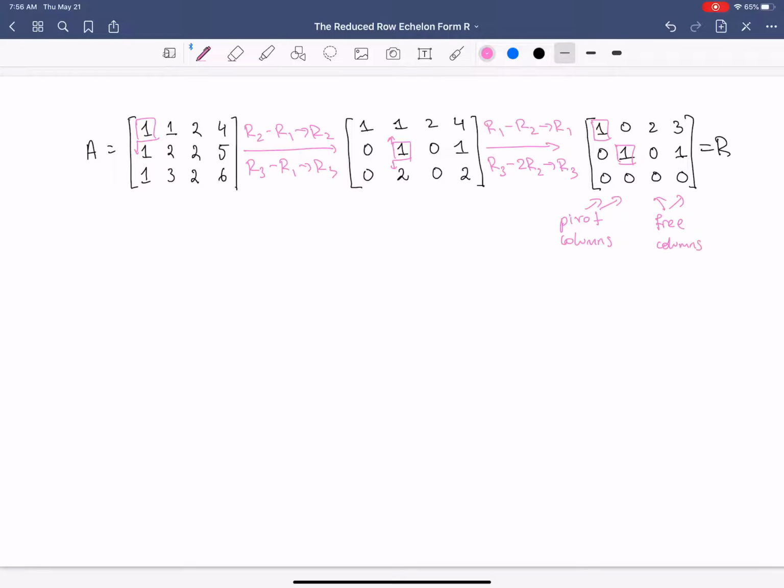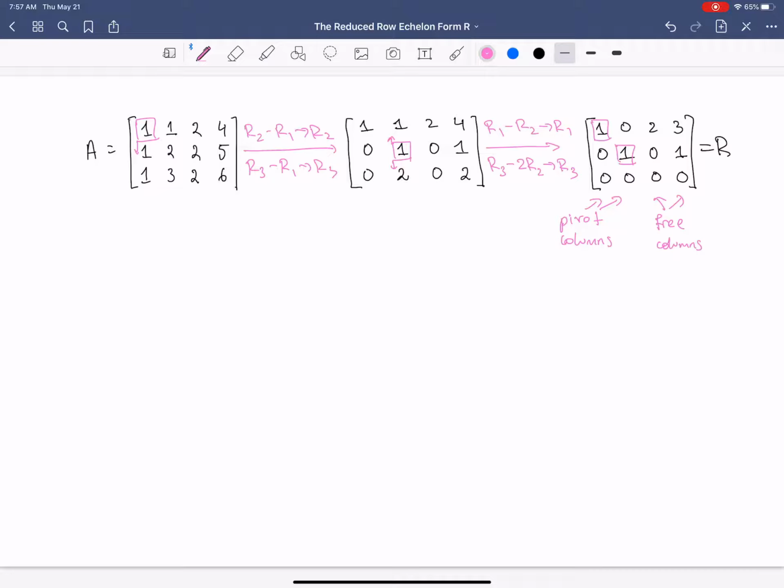For each free column, we get a special solution that goes into the null space of the matrix. The matrix is 3 by 4, which means that the solutions to Ax equals 0, the x's, will have 4 components, and therefore the null space is a subspace of R4. And now let's find that null space.